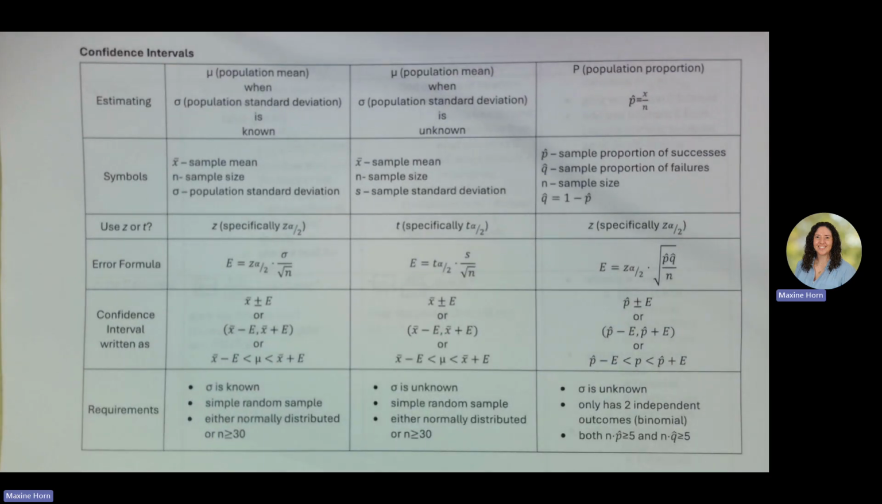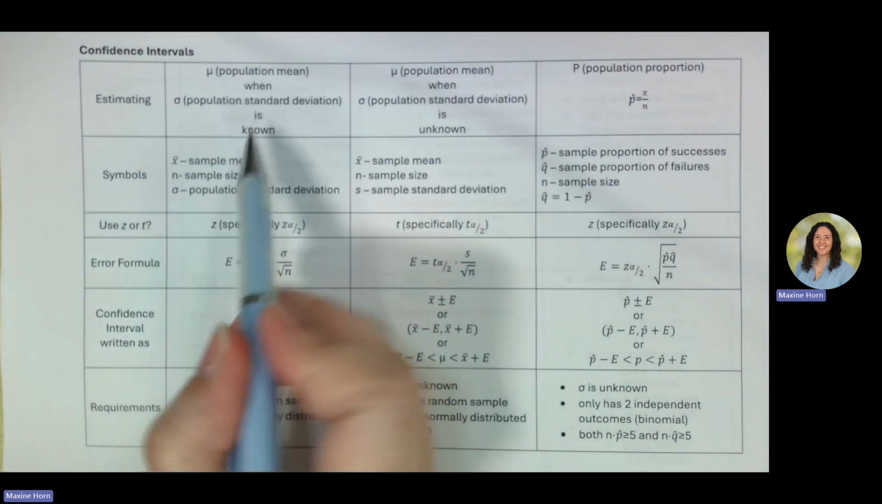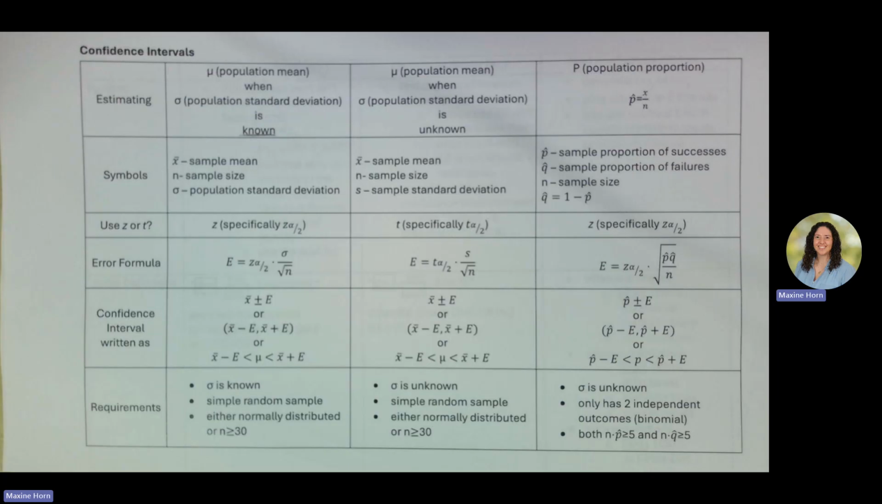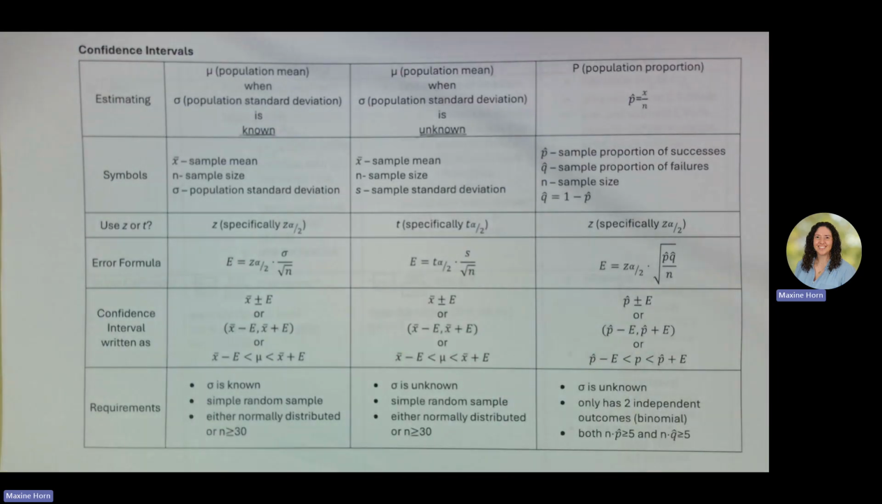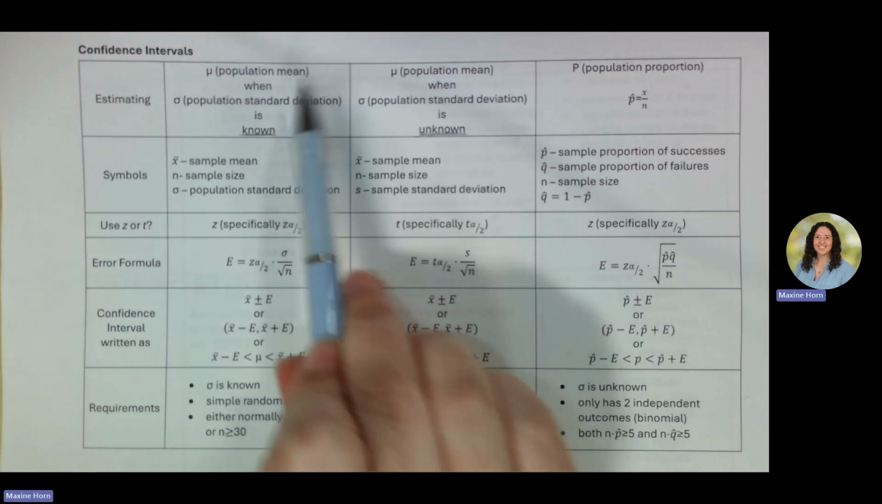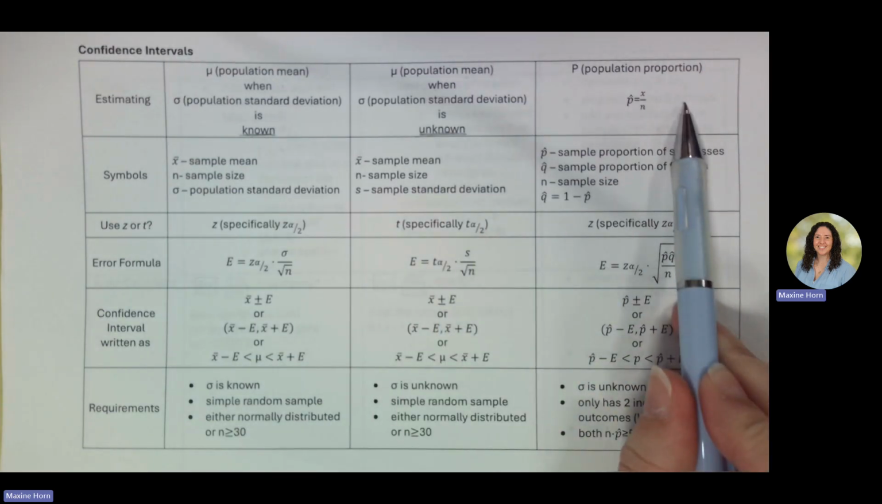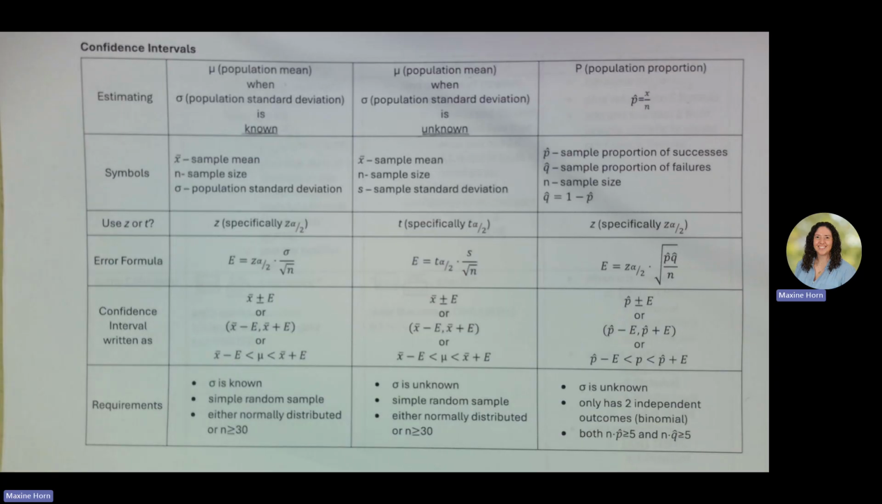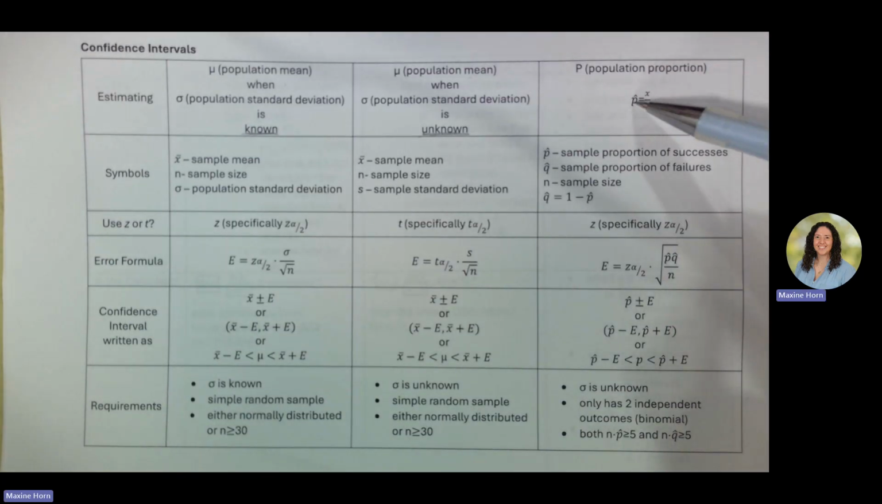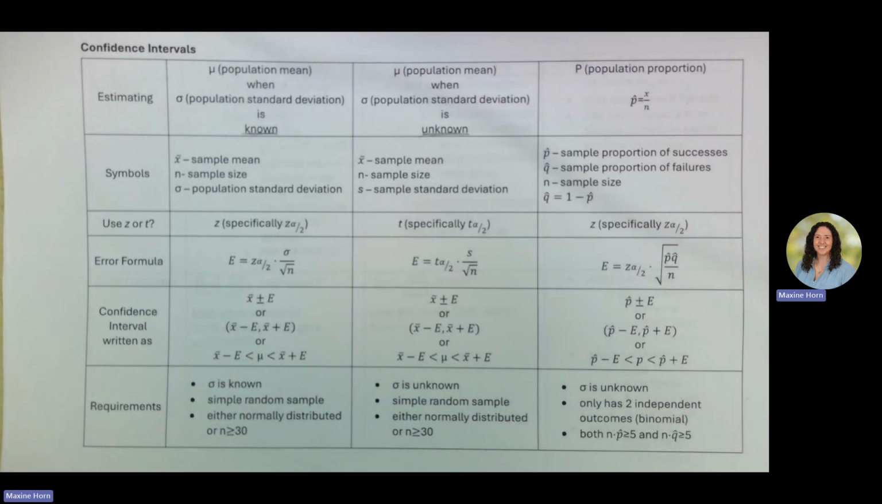So again, as with a lot of things in statistics, we have when we know our population standard deviation, when we don't know our population standard deviation, and when we're talking not about means, but about proportions. Okay, so each column talks about the three different scenarios. So quick recap, p hat is your x over your n. Okay, so reminding you of the symbols here.